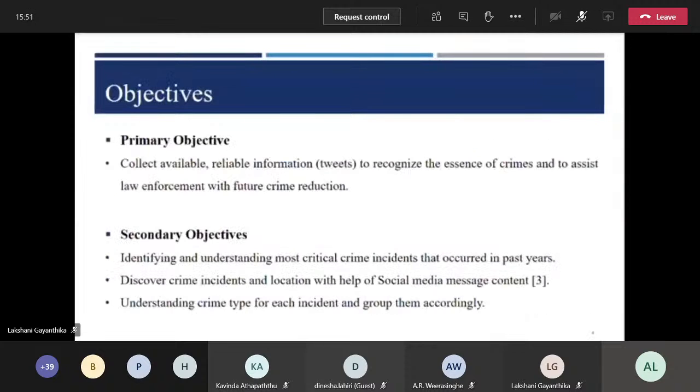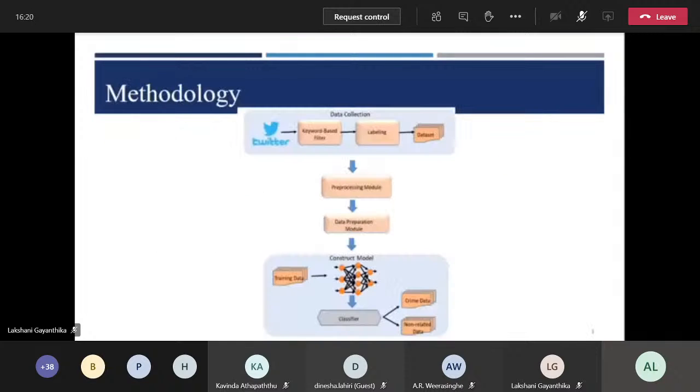In the objectives, the primary objective is to collect available reliable information to recognize the essence of crime and to assist law enforcement with future crime prediction. In the secondary objectives, first, identifying and understanding the most critical crime incidents that occurred in past years, then discovering crime incidents and locations with the help of social media message content. Last, understanding the crime type for each incident and grouping them accordingly.